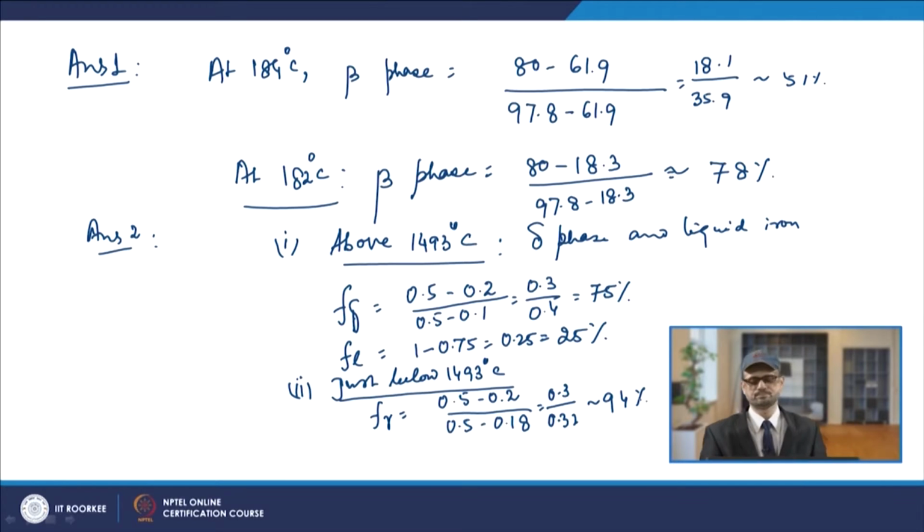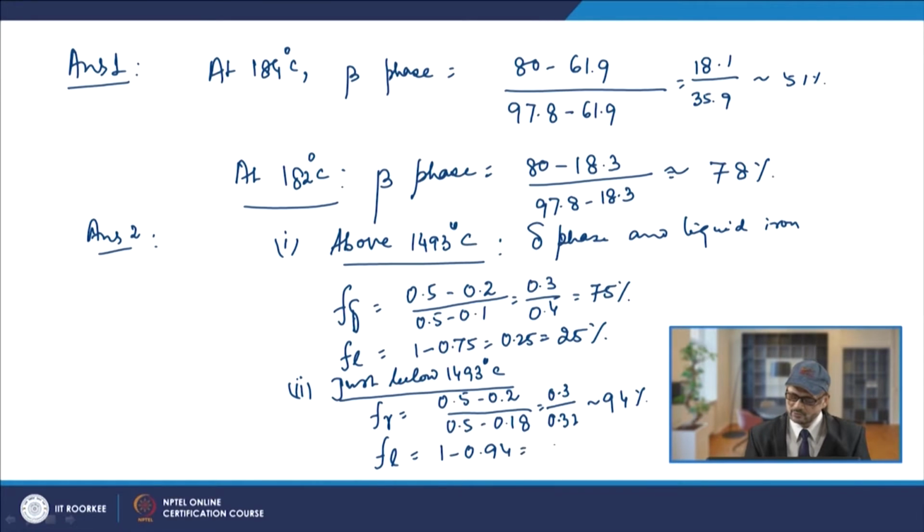That is how you are getting the fraction of gamma. If you take the next phase, that is liquid only. So, the liquid fraction will be the rest, that is 1 minus 0.94. So, it will be 6%. So, just below the 1493 degree centigrade, you have 94% of gamma and 6% of liquid.